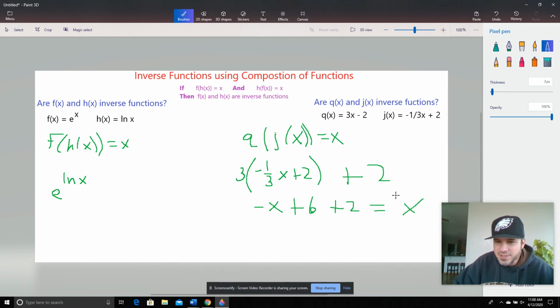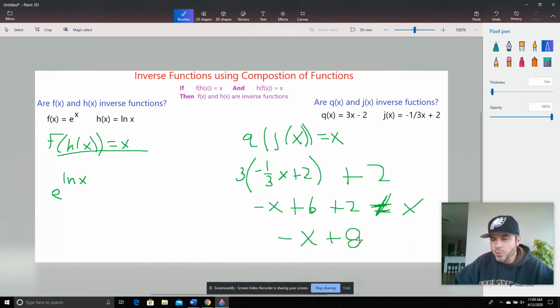So we get negative x, distribute to get 6 plus 2. Clearly, this does not equal x. And that's all we have to show. Once one of them doesn't equal x, then we know that they can't be inverses. In the first one, we saw that it did equal x, and that's why they were inverse functions. In this composition, when we simplify this, it's going to be -x plus 8. That does not equal x, so I don't even need to try the other one.